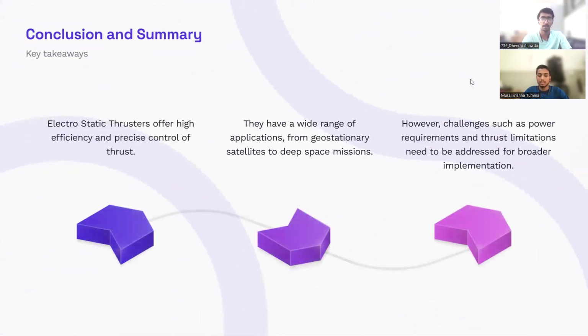Murli, what have you learned so far through this slide or in this video? So I will explain it by summarizing it. First, we have learned that electrostatic thrusters offer high efficiency and very precise control of thrust, and they have a wide range of applications, from geostationary satellites to deep space missions. And we have challenges such as power requirement and thrust limitations to be addressed for future research and development. Dheeraj, can you explain what the thrust limitations are in future research and development?